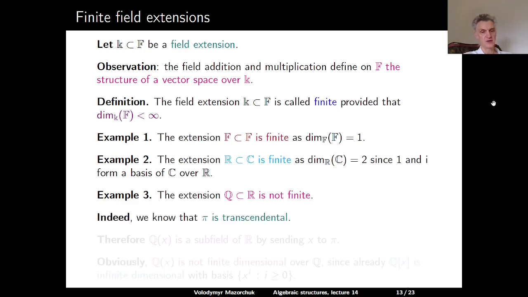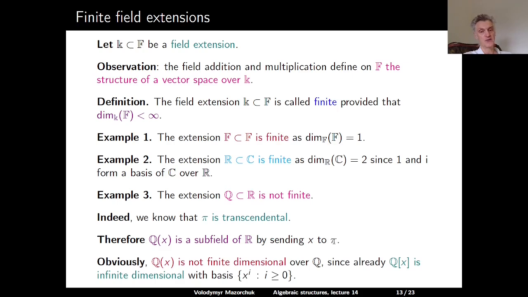Indeed, we know, for example, that pi is transcendental, therefore the field of rational functions with rational coefficients is a subfield of R when we send the element x to pi. So we consider all rational functions in pi, and that's a subfield of the field of all real numbers. And this is of course not finite dimensional over Q because it contains polynomials, and polynomials are not finite dimensional over Q because the powers of the indeterminate form a basis, and that's an infinite set.